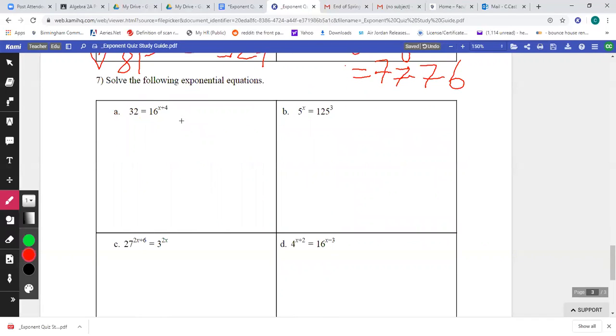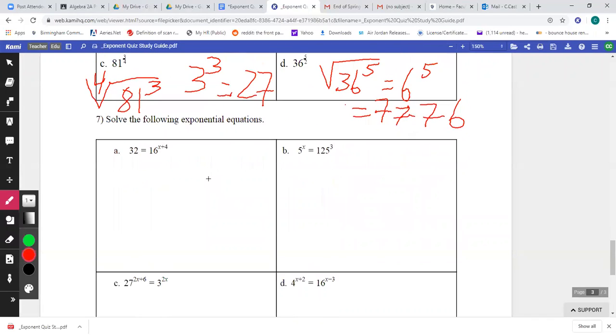Okay, so last thing, number 7. We just went over this this week, so hopefully it's fresh in your mind. This is where you have to change the equation so that they have the same base. If you look at 32 and 16, they are both powers of 2. Remember that 2 to the 4th is 16, and 2 to the 5th is 32.